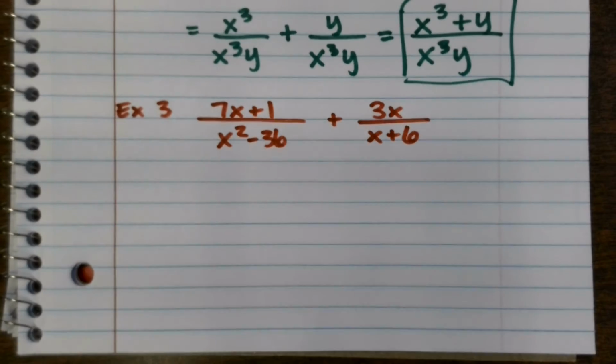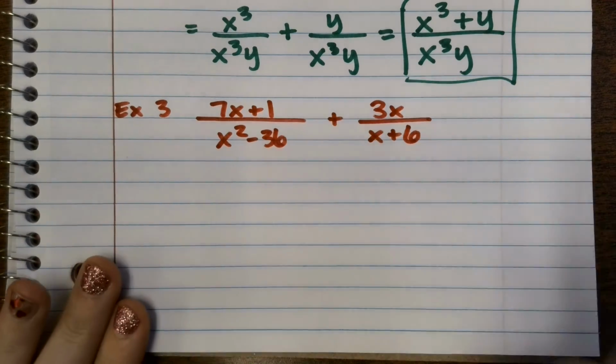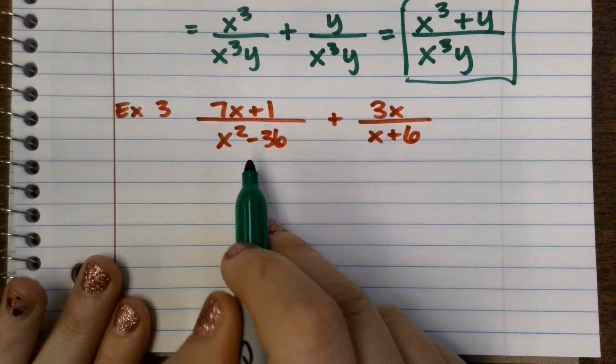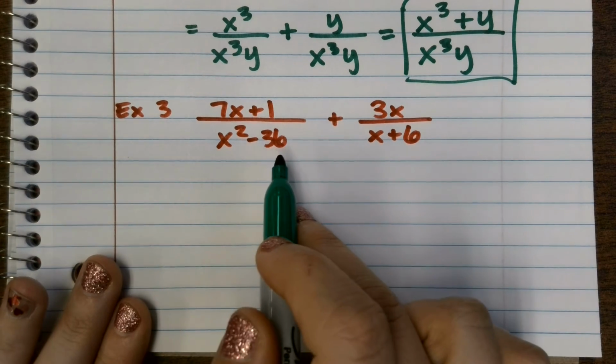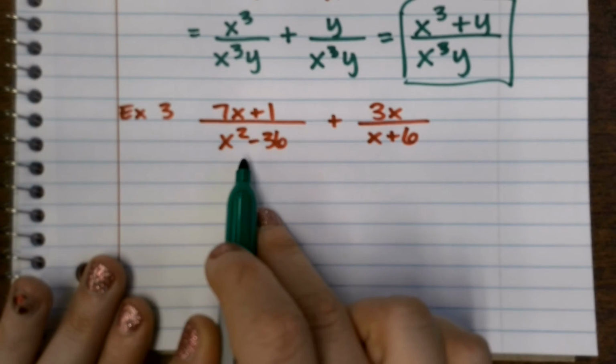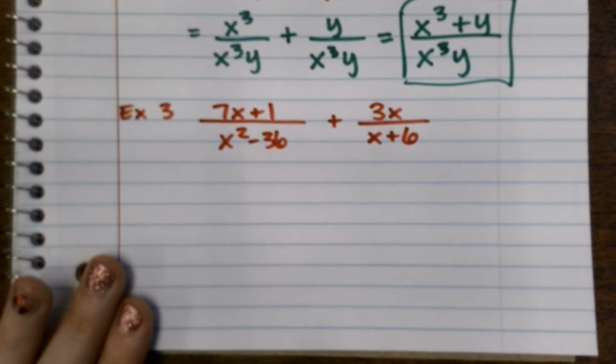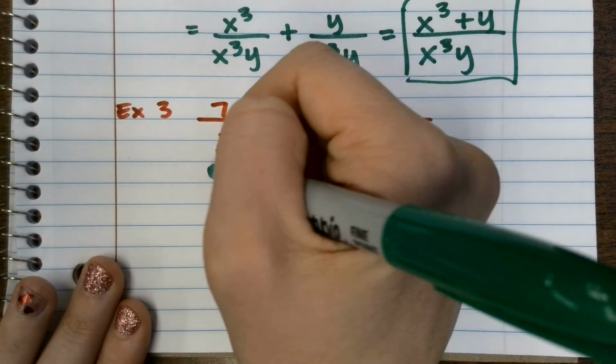So the way that adding or subtracting our fractions could be more complicated is if it requires us to factor at the beginning to know what the common denominator is. So if we see trinomials, or here we've got this x squared minus 36 that can be factored, we will start by doing that.